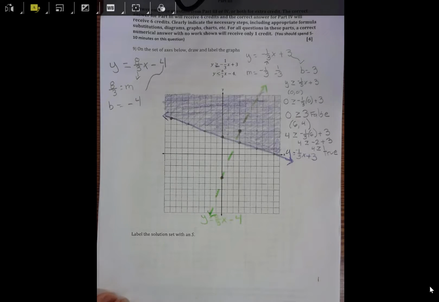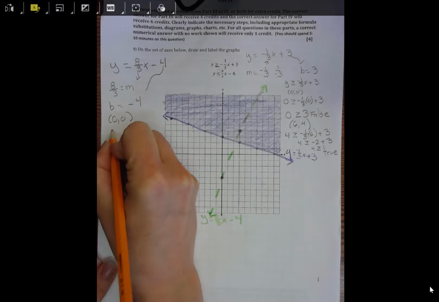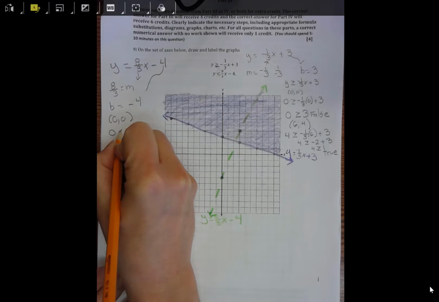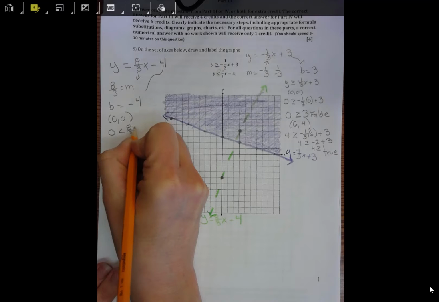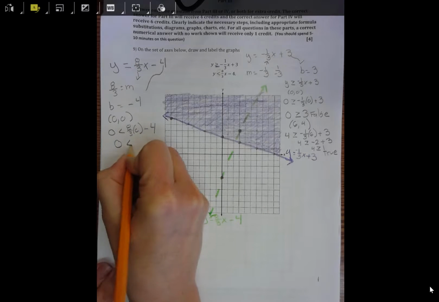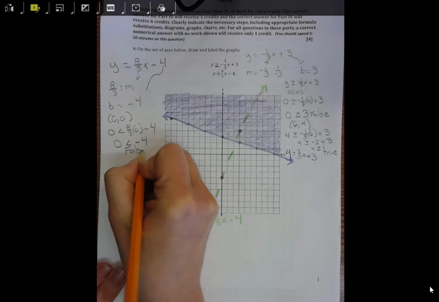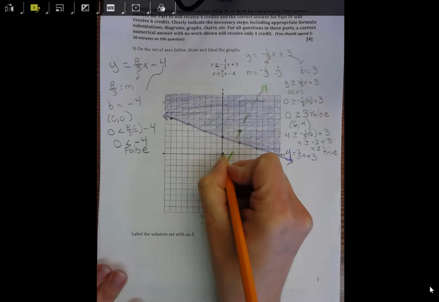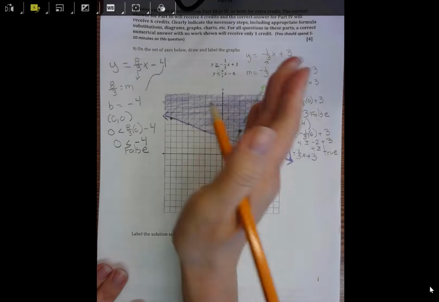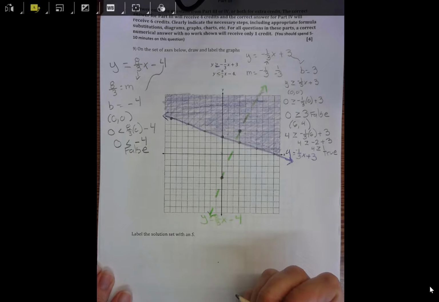And now we figure out where we shade this line. So again, let's test 0, 0. So when I plug it in, I would get 0 is less than 8/3 times 0 minus 4. So is 0 less than negative 4? That again is a false statement. So it looks like we don't want to shade this side of the line. We're going to want to shade this side of the line. But let's test another point just to be sure.